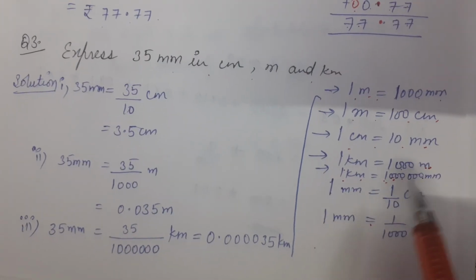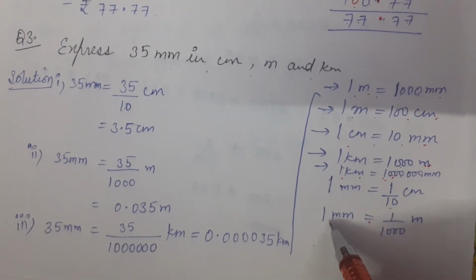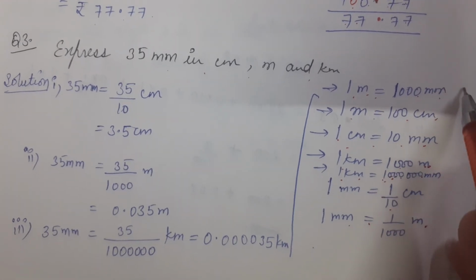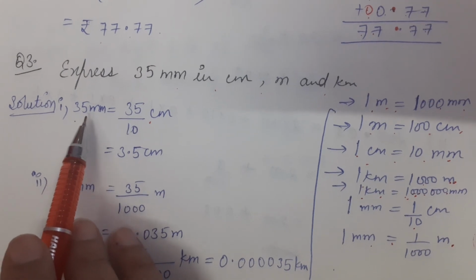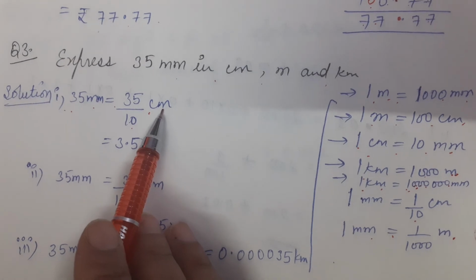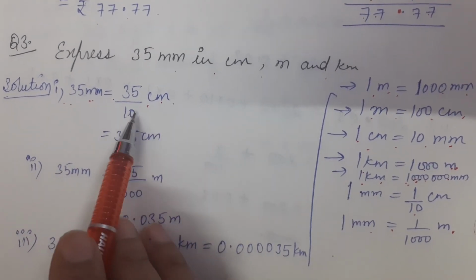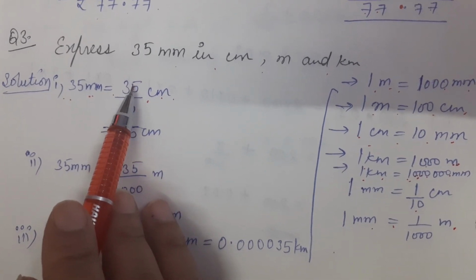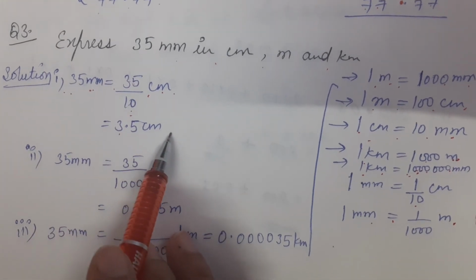Now 1 millimeter is equal to 1 upon 10 centimeter. So 1 millimeter is equal to 1 upon 1000 meter. We have to follow these rules in this question. Now 35 millimeter is equal to 35 upon 10 centimeter, because we know that 1 millimeter is equal to 1 upon 10 centimeter. And 1 zero is here, so come to the right hand side, count one digit, 5. So the decimal will be put here, so it will become 3.5 centimeter.